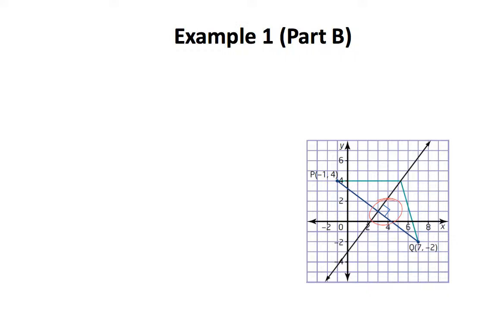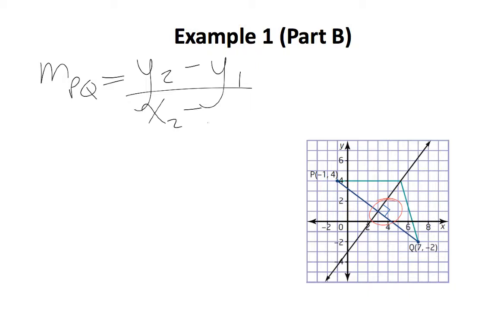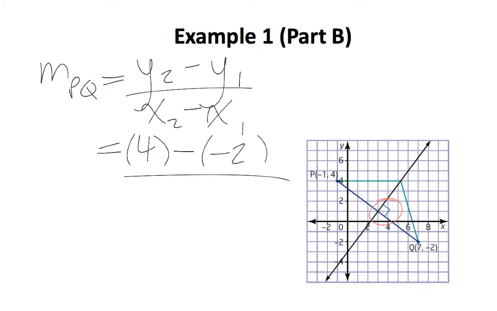Because the black line is a right bisector, that means it is perpendicular to the blue line. And if these lines are perpendicular, that means their slopes are negative reciprocals. Let's find the slope of the line segment PQ, which is y2 minus y1 over x2 minus x1. So I'm going to put in my known values. I'm going to put -2 in brackets, subtract 4, and then 7 in brackets, subtract -1.